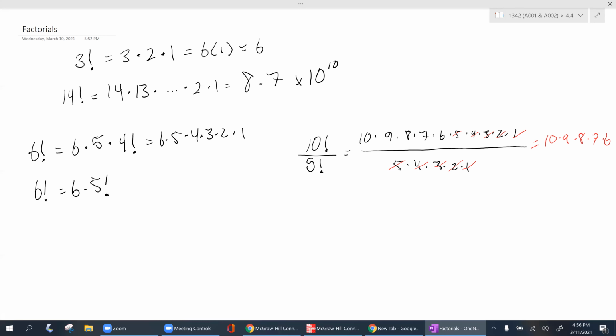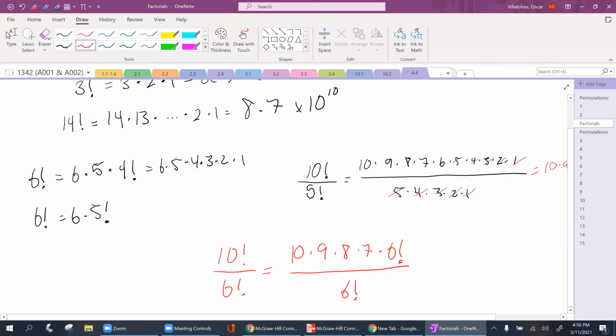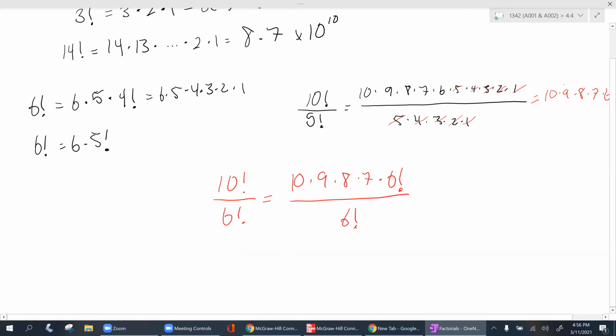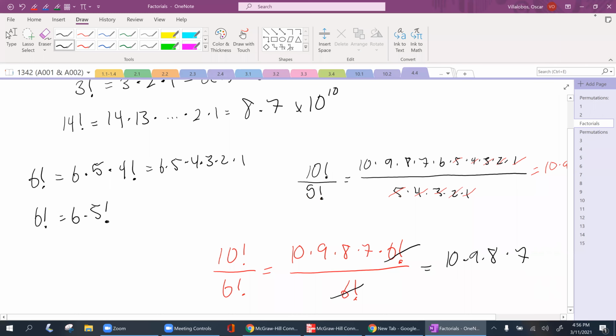And another way I could have solved this, to save us time, would be 10 factorial over 6 factorial. I would probably have done 10 times 9 times 8 times 7 times 6 factorial divided by 6 factorial. And yes, factorials do cancel out, meaning I don't have to finish writing all those out. I know that this cancels out with this, meaning I just have 10 times 9 times 8 times 7. And you would just simplify that, and that would be your answer. So there's a reason for this.